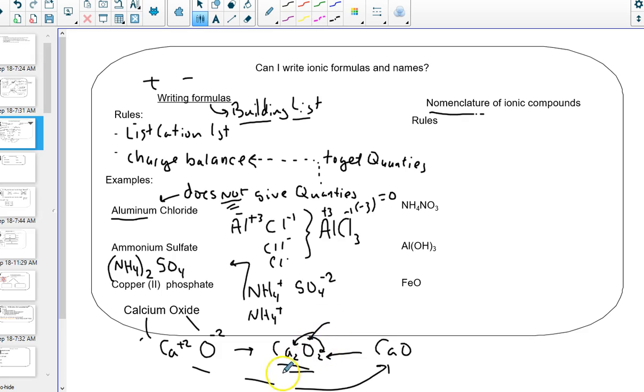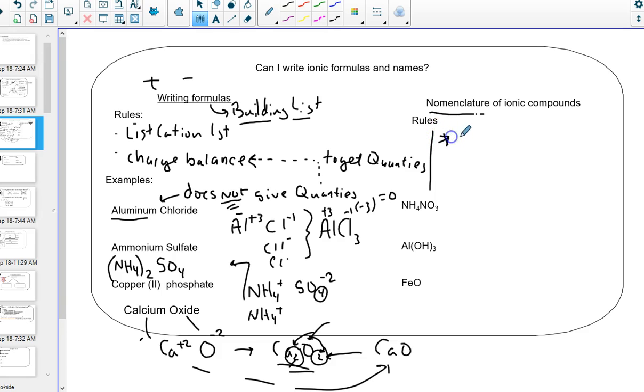Okay? So that when you charge balance, those numbers have to be reduced down. I'm not referring to this 4 here. That 4 is part of the sulfate. I'm saying when you charge balance, those numbers that you're crisscrossing have to be to the most simplest form in the end. Alright, rules for giving these things names. Alright, this is pretty important. Alright, so not that difficult, but important.